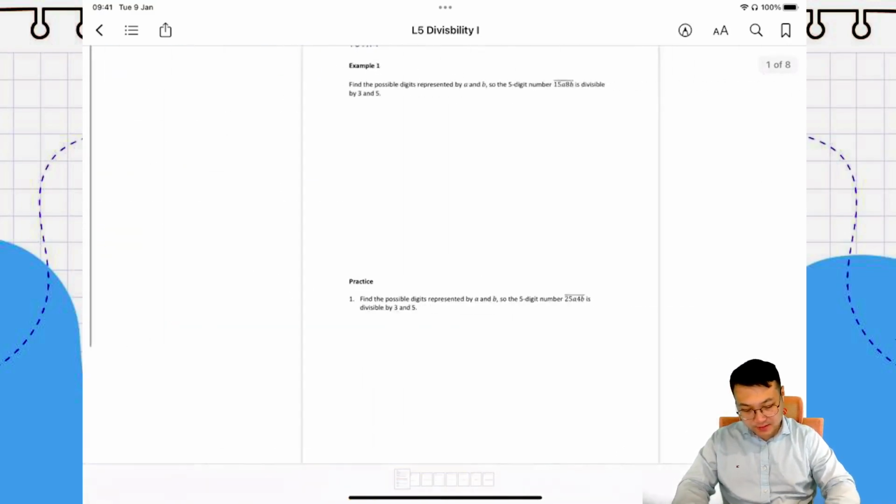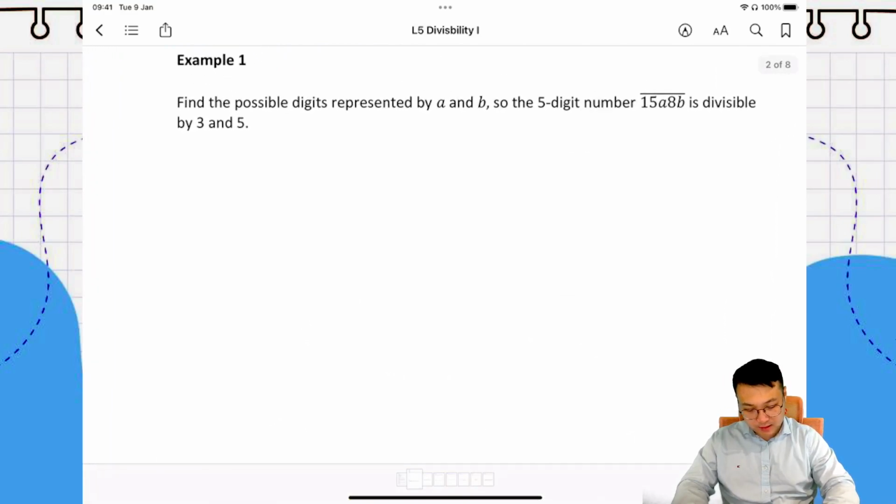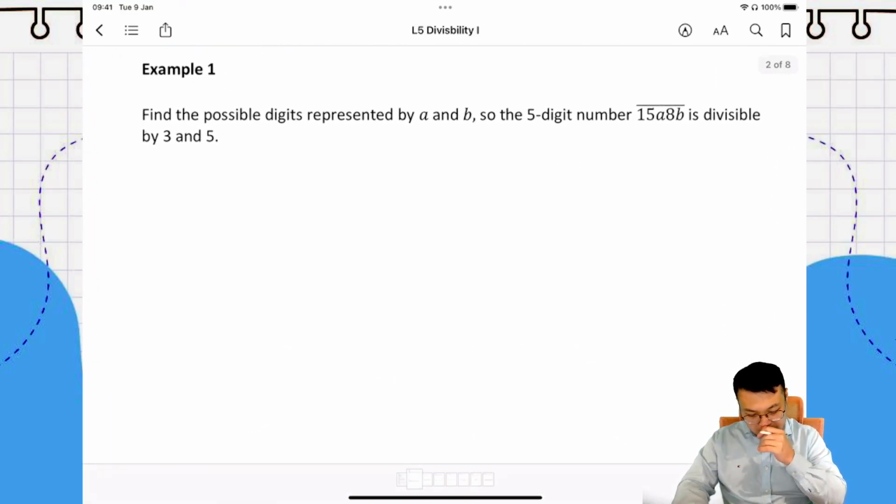Okay, then let's try some questions. Let's look at example 1. Now, over here they say that there's a 5-digit number that's divisible by 3 and 5.